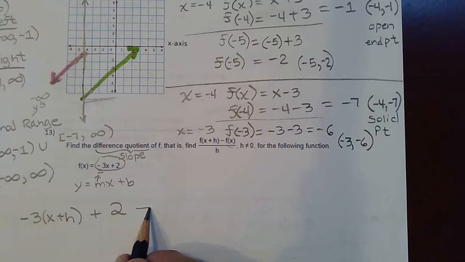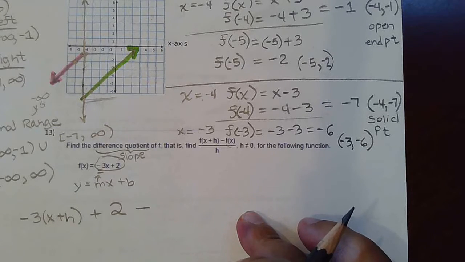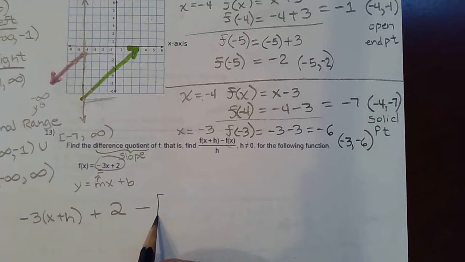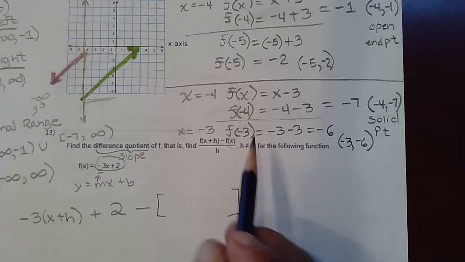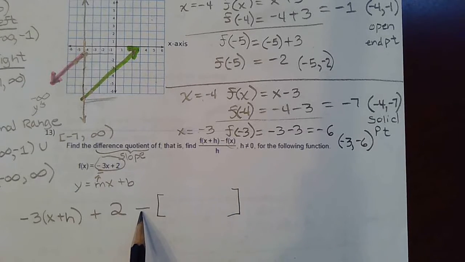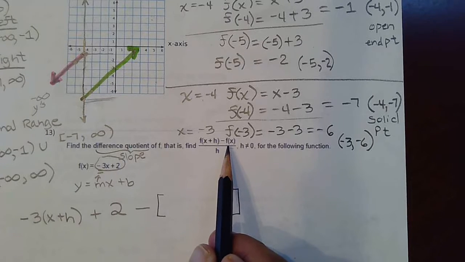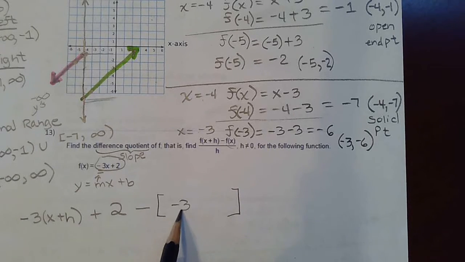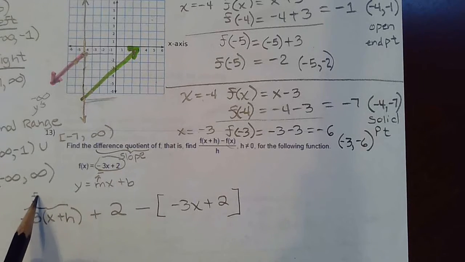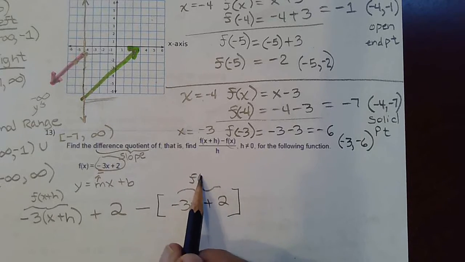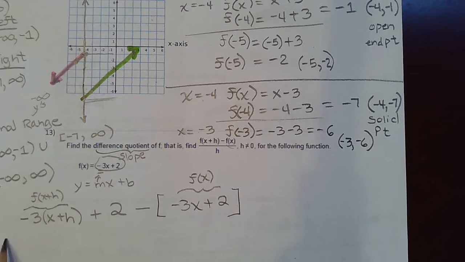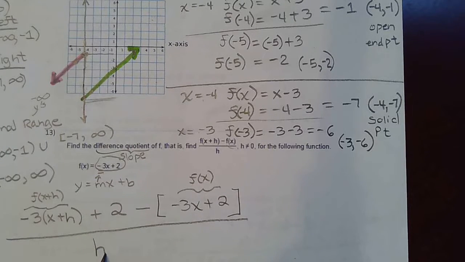Now we're going to subtract, and when there's more than one term that's going to come after the subtraction sign, you need to close it off with parentheses or brackets, either one, just so you'll remember to switch the signs. Now we've got the subtraction sign, then the original function, just f of x, which is -3x plus 2. So you don't have to plug anything in. That's just the original function. Okay, this portion right here is called f of x plus h. This portion right here is called f of x. And then all you have on the bottom is just h.